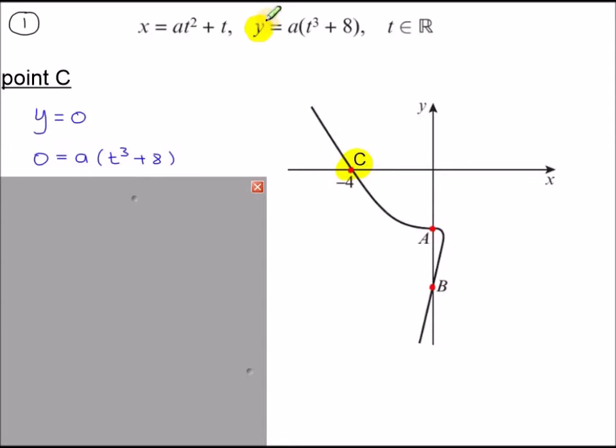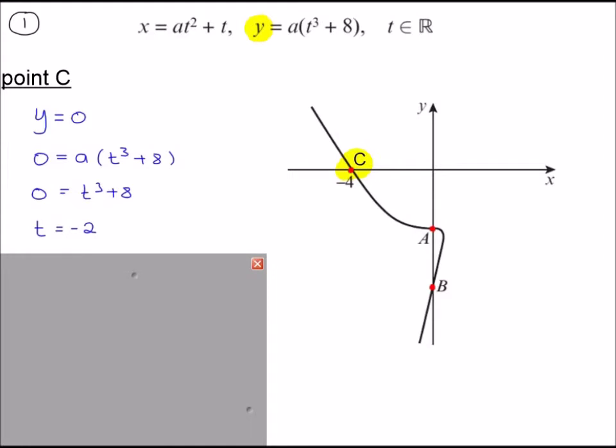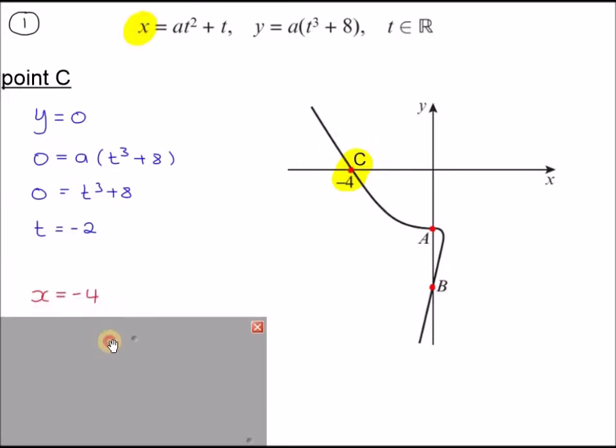So we substitute in here y equals 0. We divide by a on each side. Take the 8 to the other side, so t cubed equals minus 8, and then cube root. Now x is equal to minus 4 for this point, so x is minus 4. T is equal to minus 2 for this point.